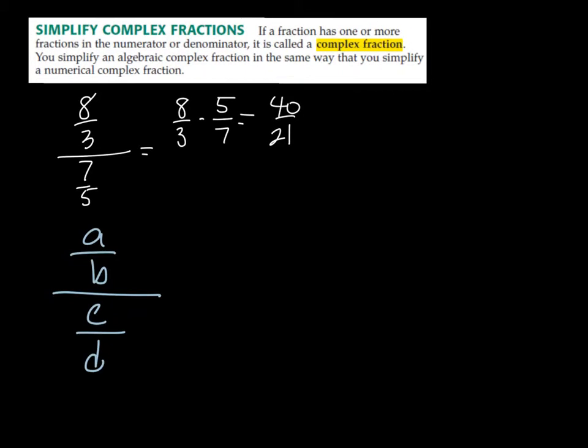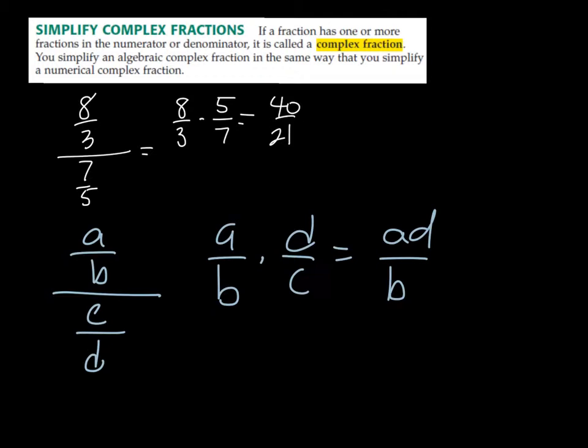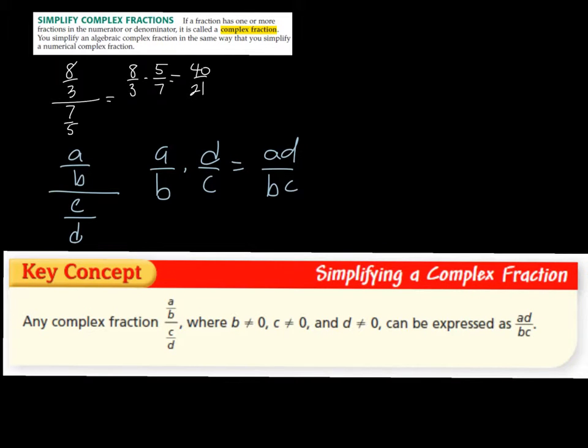So in the same way, if we have a over b divided by c over d, we're going to multiply by the reciprocal of the second number and multiply straight across. Any complex fraction, a over b divided by c over d, where b does not equal 0, c does not equal 0, and d does not equal 0, can be expressed as the quantity AD divided by the quantity BC.